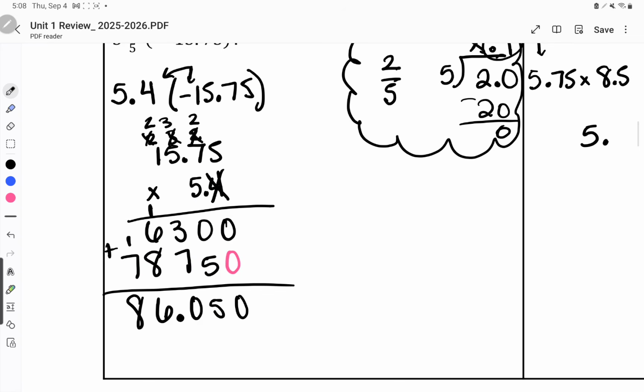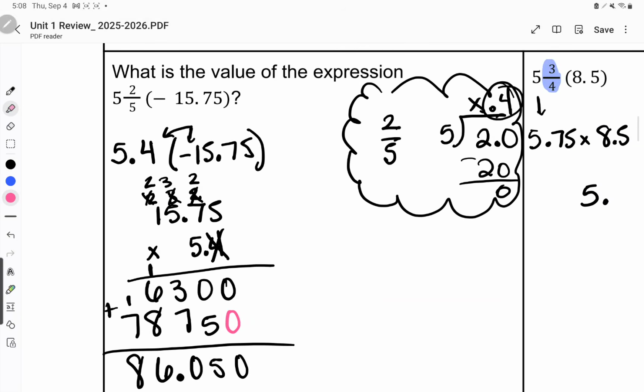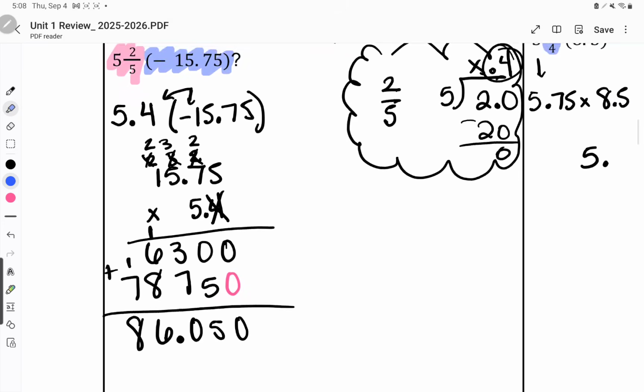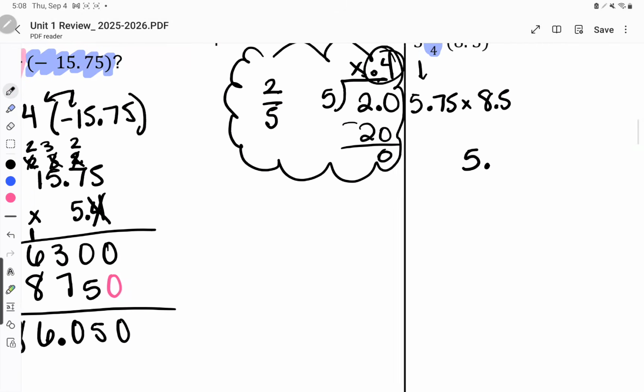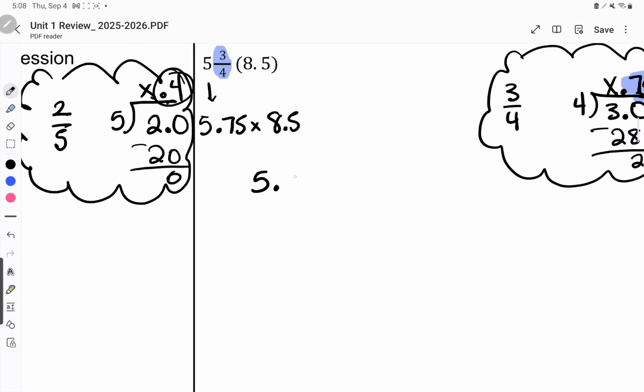Oh, this one over here, I forgot to mention. This is a positive times a negative, and a positive times a negative is a negative. Sorry, back to this. We have 5.75 times 8.5.